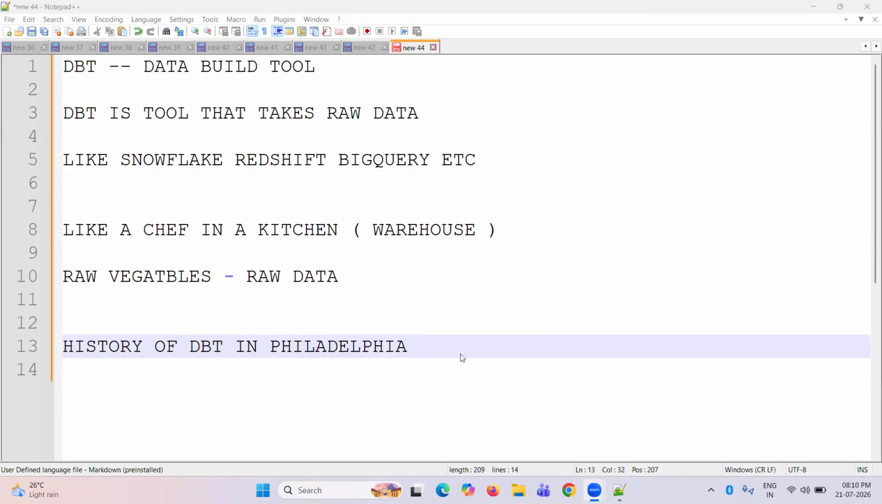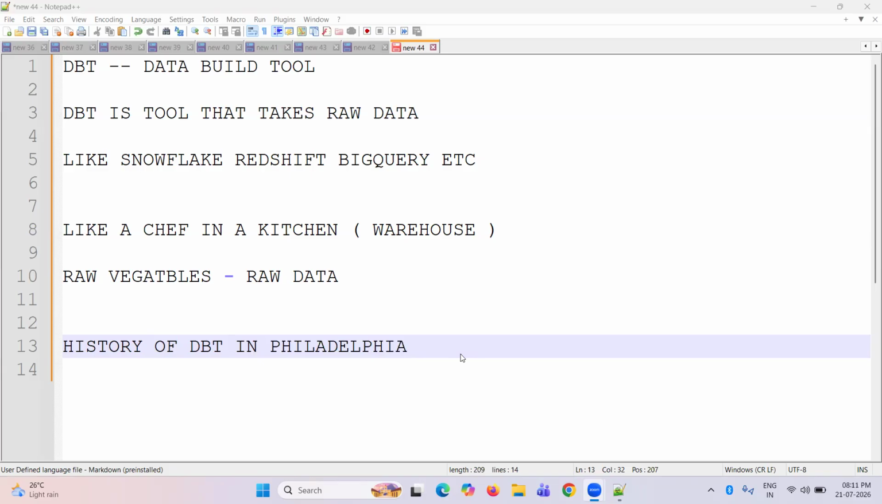Okay, started in Philadelphia, in the United States. It was created by Tristan Handy, Brian, and Connor McArthur. These three people created it, and all three had worked together earlier at a company called RJ Metrics. They first started a small data consulting company called Fishtown Analytics. Their job was to help early stage venture funded companies make sense of their data.